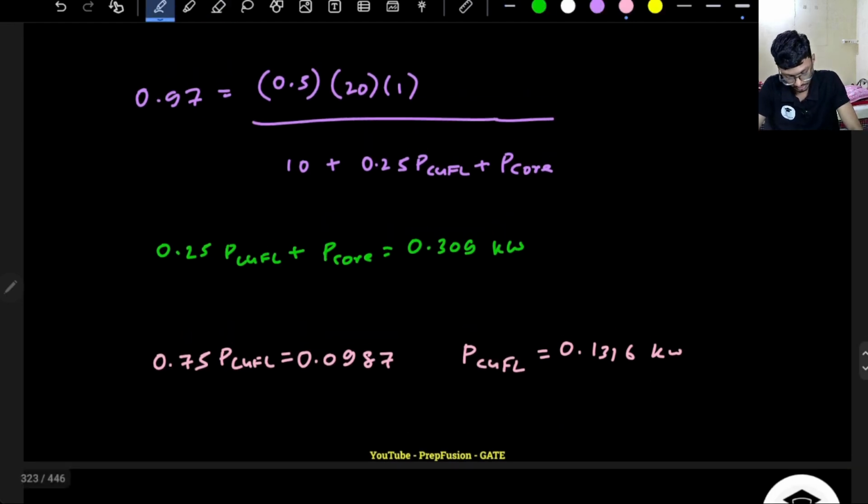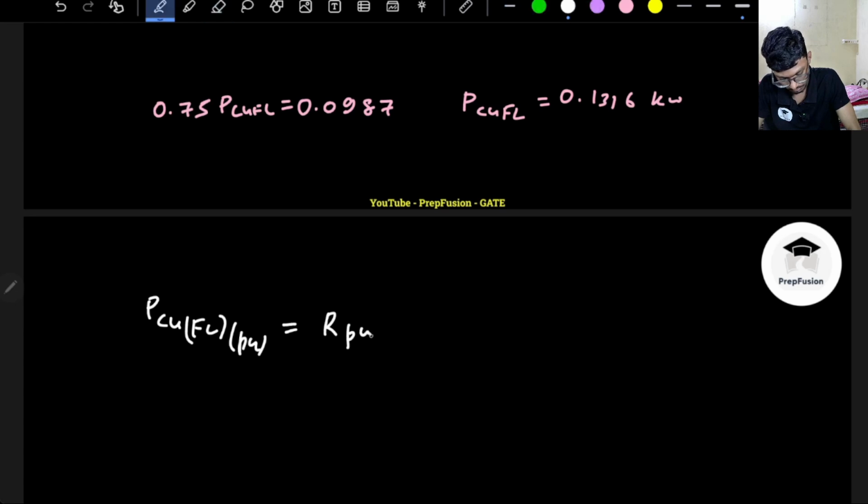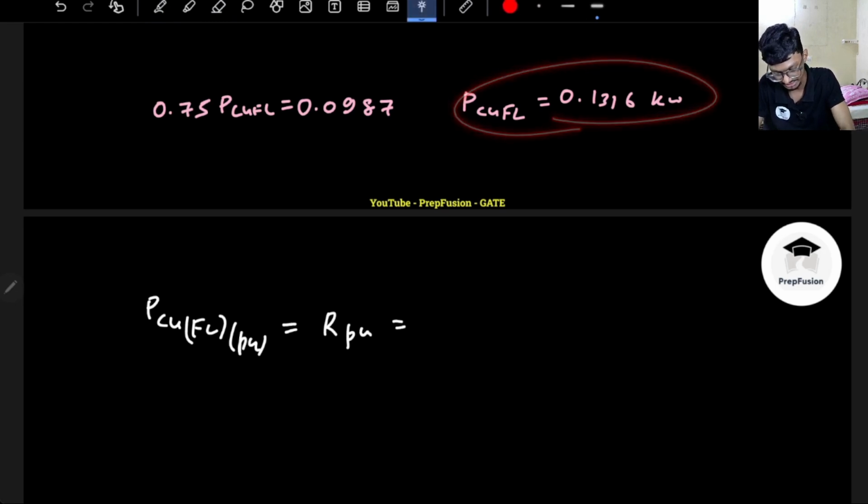Okay, so one thing I know, what is the per unit copper loss? So per unit copper loss, full load, P_cu FL, just in the previous question we actually wrote the formula. It is equals to what? It is equals to R_pu, right? Full load, I am talking about full load because X square will become one. So that is equals to here, right? How do I find out the per unit copper loss? I will divide this value by its base, S base.